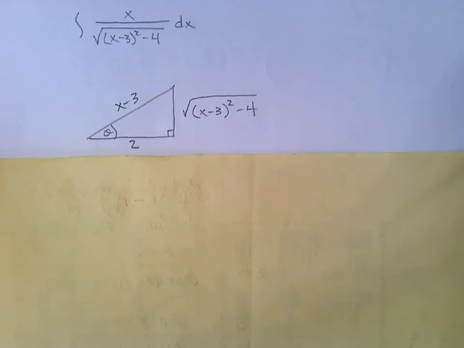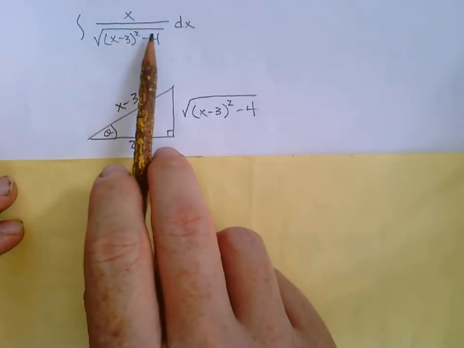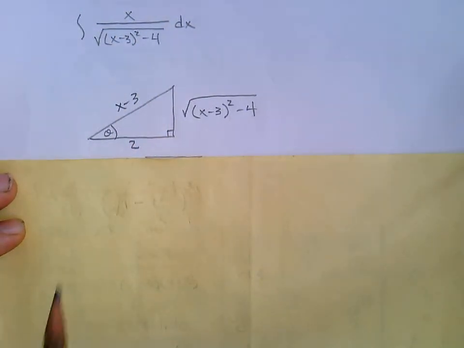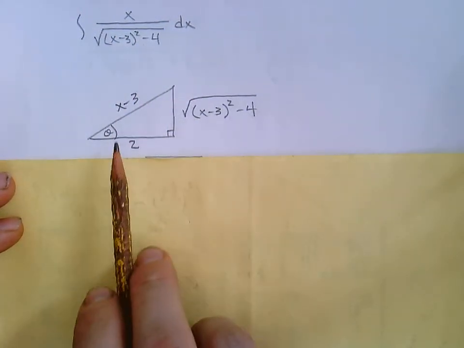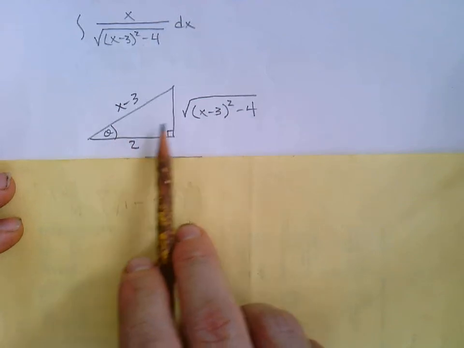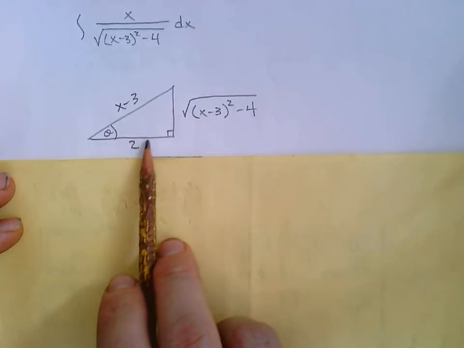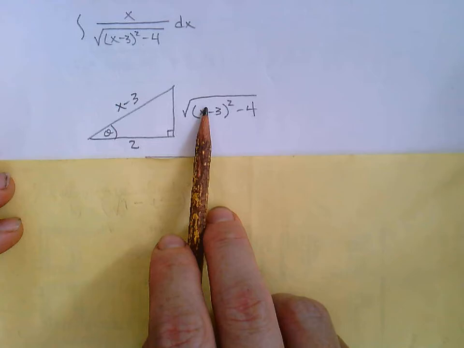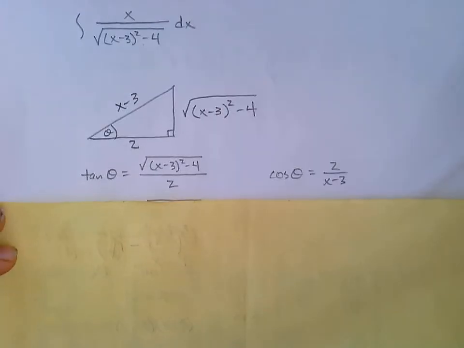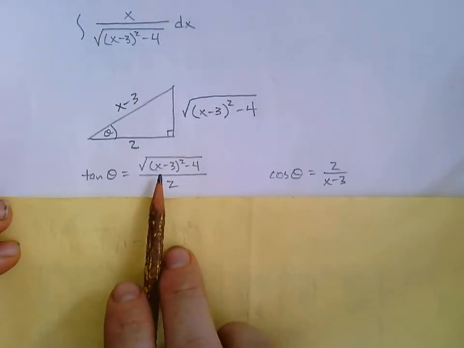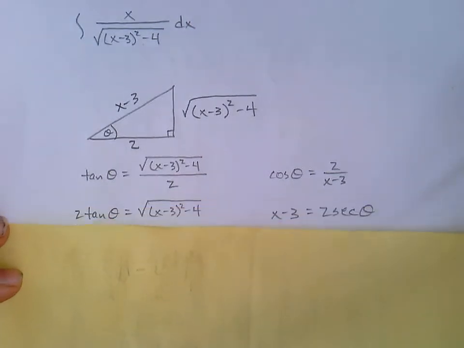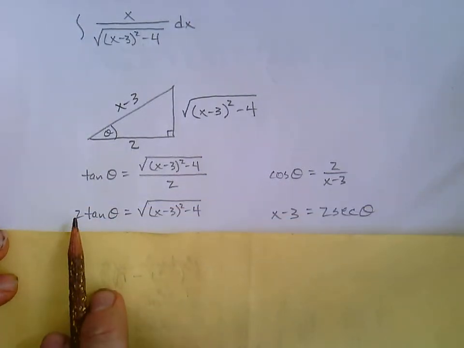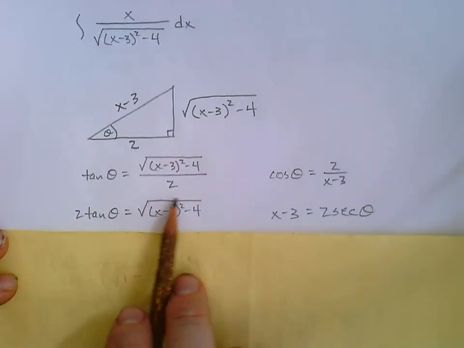Okay, now let's set up our trig functions. So we need something for that square root. I like to begin with that one. Combine it with the constant, please. So that is a, what trig function would that be? Tangent. Tangent would be this over this. Okay, and then I'm going to multiply the 2 over at the same time. So 2 tangent theta equals our square root.